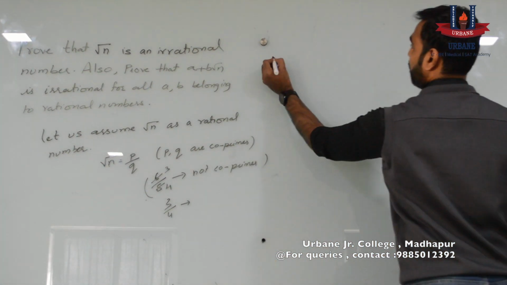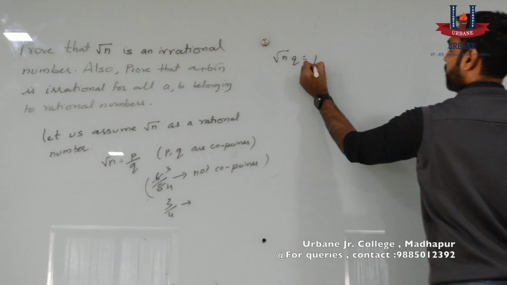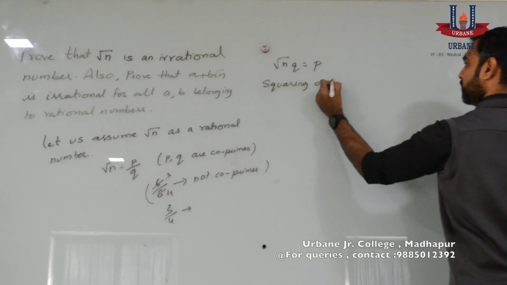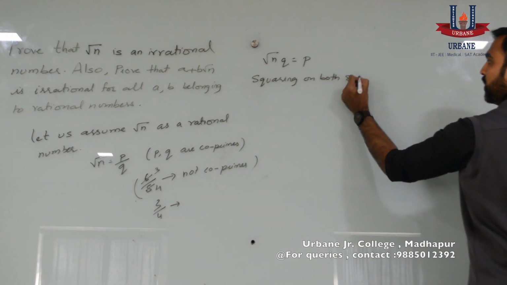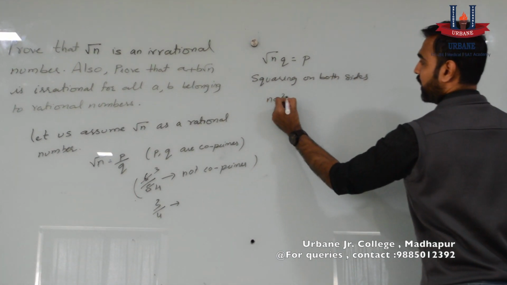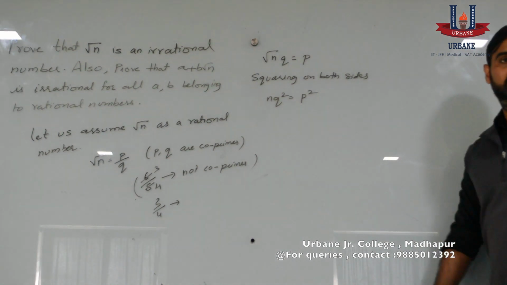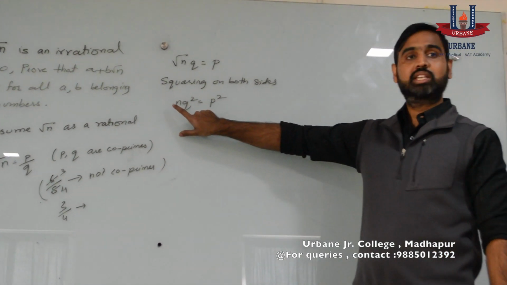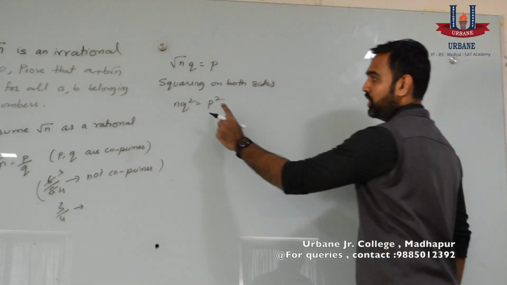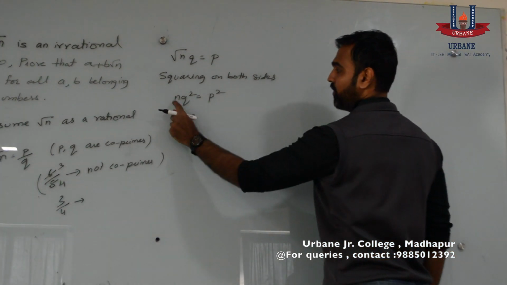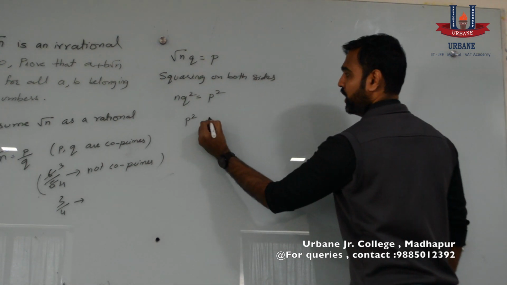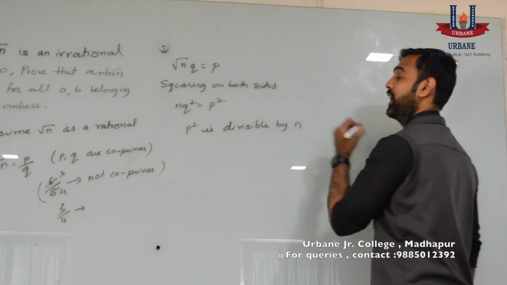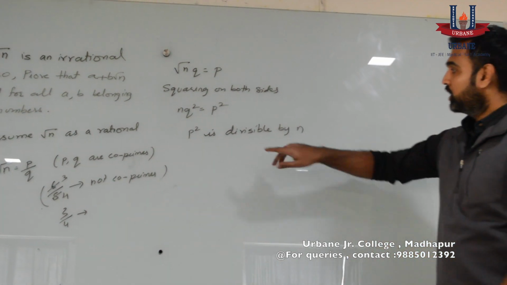Now let's simplify this equation. Square root of n into q is equal to p. Squaring on both sides, we get n q square is equal to p square. Now when they are co-primes, when you say p square is expressed as n into q square, we can see that p square has a factor n, which means p square is divisible by n.